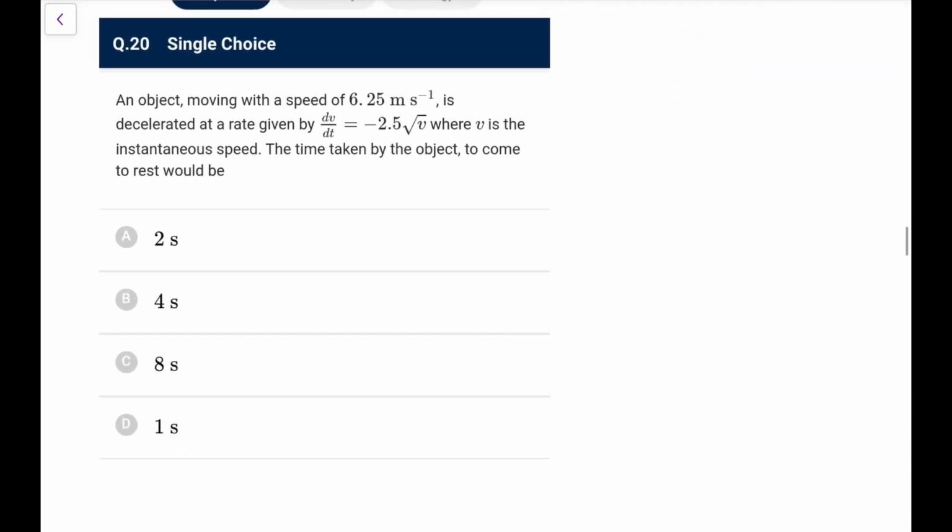Now, an object moving with a speed of 6.25 meter per second is decelerated at a rate given by dv by dt is this, where v is the instantaneous speed. The time taken by the object to come to rest is. So what we can say, dv upon root v is minus 2.5 dt.